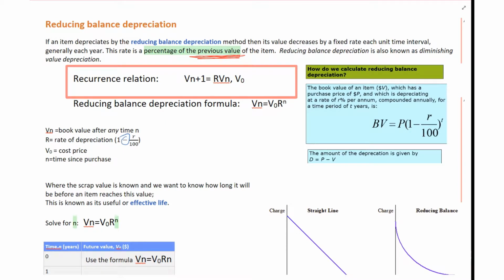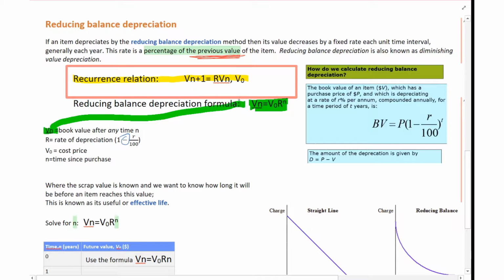So when we actually do some calculations, sometimes you will be asked to define what that is, but what you also need is this. You need to have that there because that's what you're going to use to make your calculations, okay? Remember, Vn is the book value after any time t, so it's this to that. R is the rate of depreciation, V0 is your cost price, like you bought it for 15 grand or 20 grand or whatever it is, and N is the time since purchase.